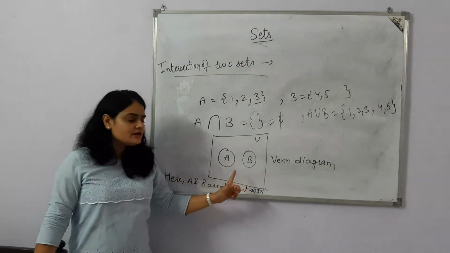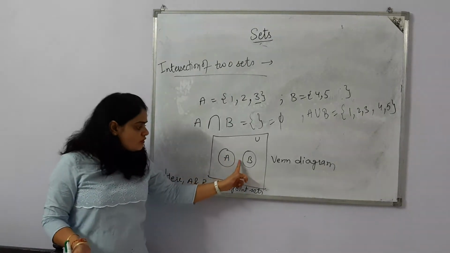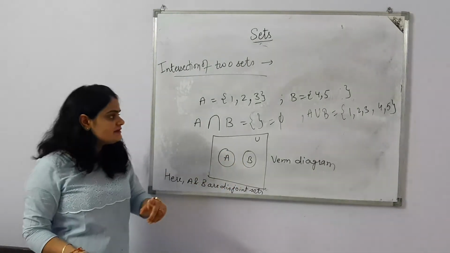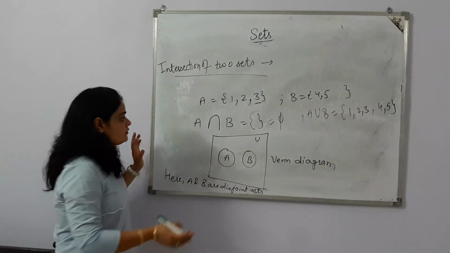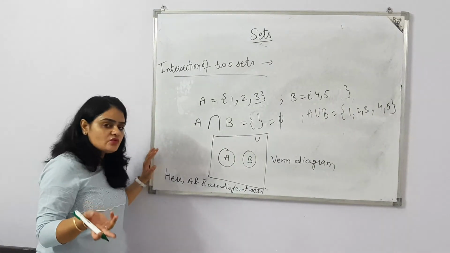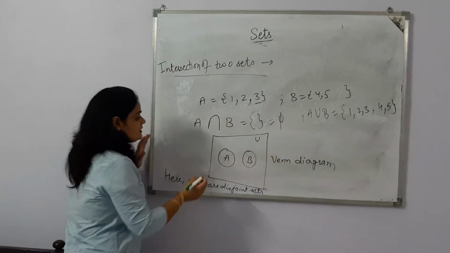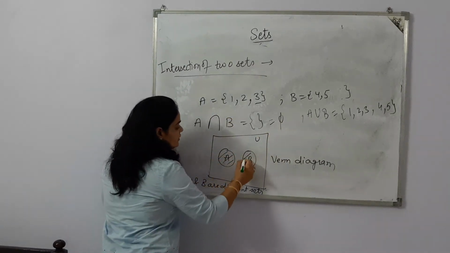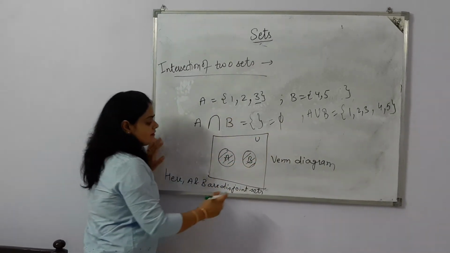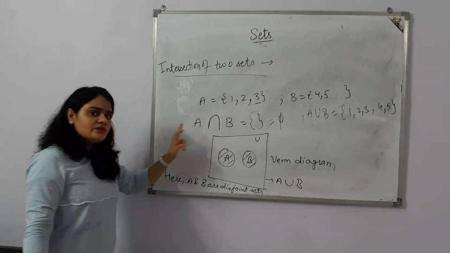Now the Venn diagram is A and B, and there is no common area. That means A and B are disjoint sets. So whenever we are talking about intersection, it means the common area. No common area means no shading. And whenever we talk about union, union means all the elements of A and all the elements of B. This is the Venn diagram of A union B. And we'll talk about intersection.